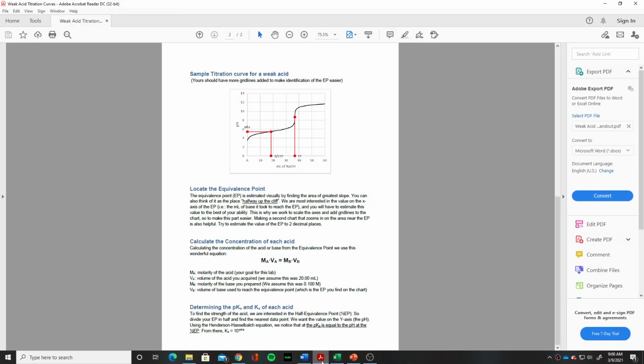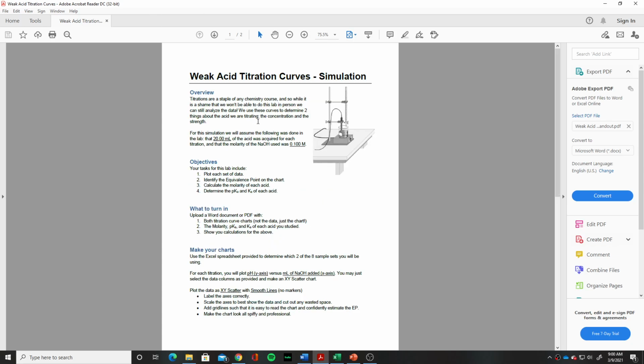So, the lab we're going to talk about this week is the weak acid titration curve simulation. We are essentially going to be doing what we just talked about, taking a weak acid, titrating it with a strong base, but we're doing it in a simulation form.